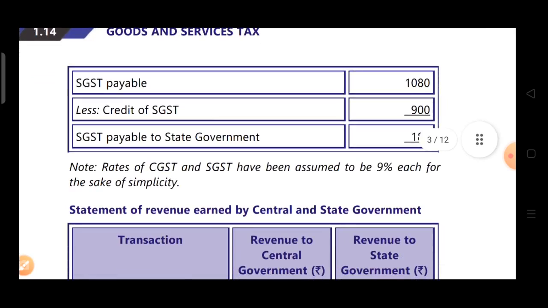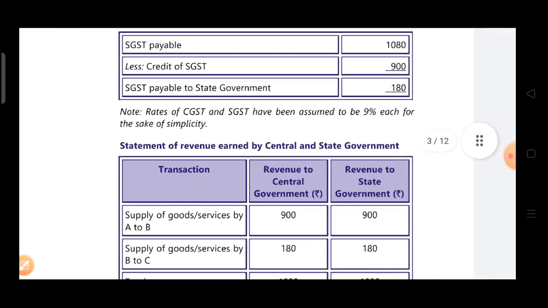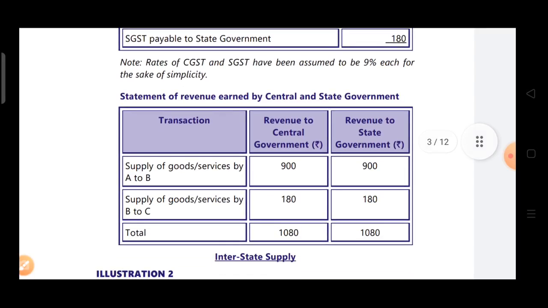Now they have written in the note that the rate is assumed to be 9%. Now combining both the cases, case 2 was the continuation of the first one. So on the basis of these two cases, they have prepared a statement of revenue that is earned by the central and state government. See, supply of goods or services by A to B as a result of the first transaction, what was the revenue that was due to the central and state government? Revenue to central government is 900 and revenue to state government comes to 900.